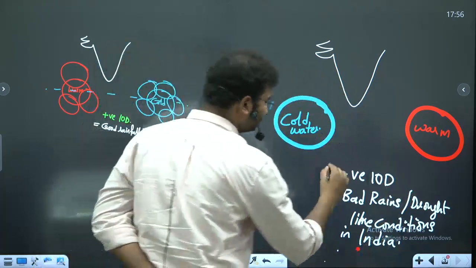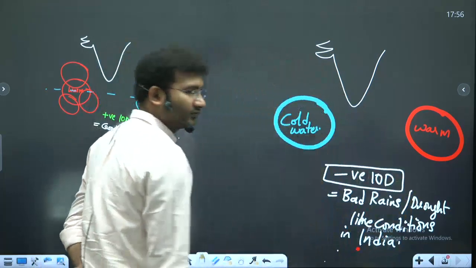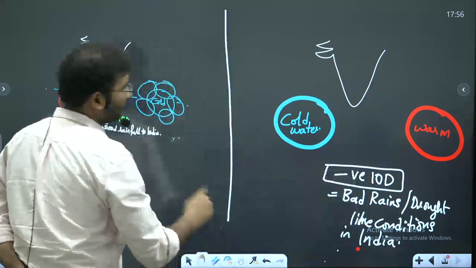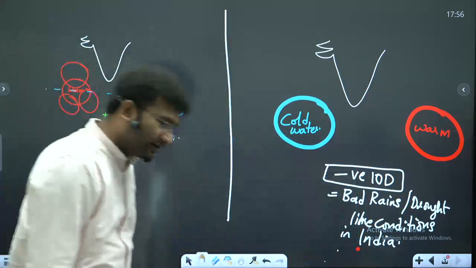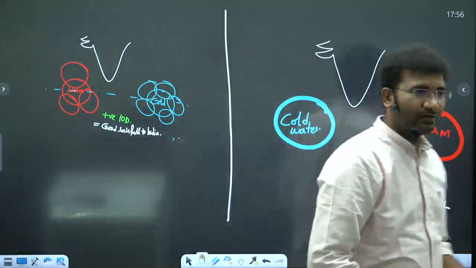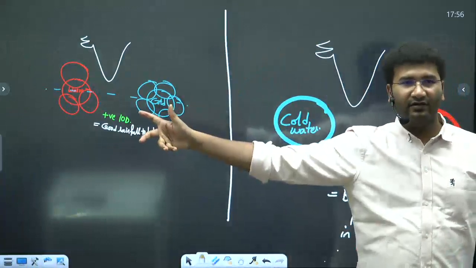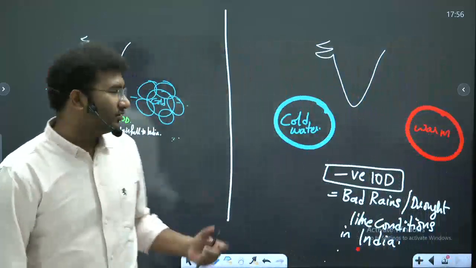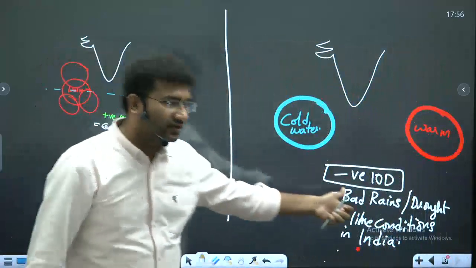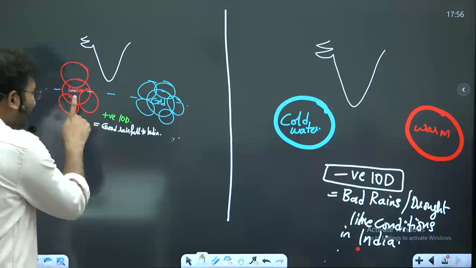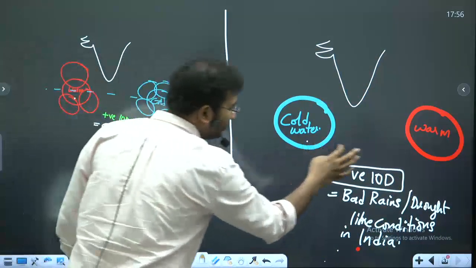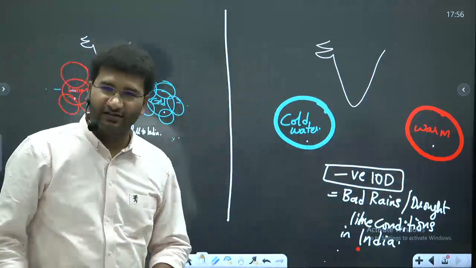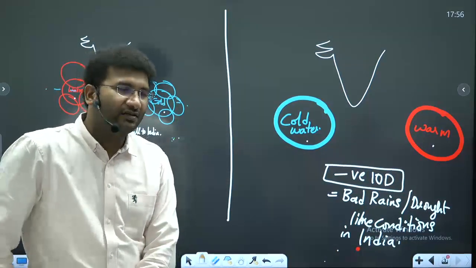Okay, negative IOD. So like that, this is a dipole. Dipole means on one side you have one charge, on the other side you have a different charge. So this is positive, this is negative. Here it is warm, it is cold. Here it is cold, it is warm. So the opposite factors are called as dipoles. Now this is negative Indian dipole.